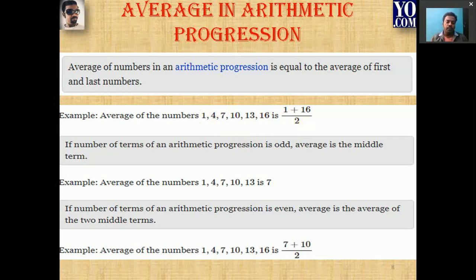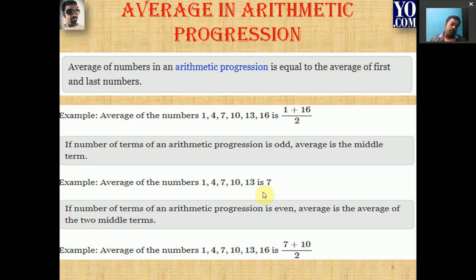In the same scenario, with the same numbers, here we have 6 numbers, so it is even. If it is odd, for example, just reject 16 and consider up to 13. Then the average is the middle number, that is 7. See, 1, 4, 7, 10, 13. Here the average is the middle number. In an odd count, the average is the middle number, that is 7.